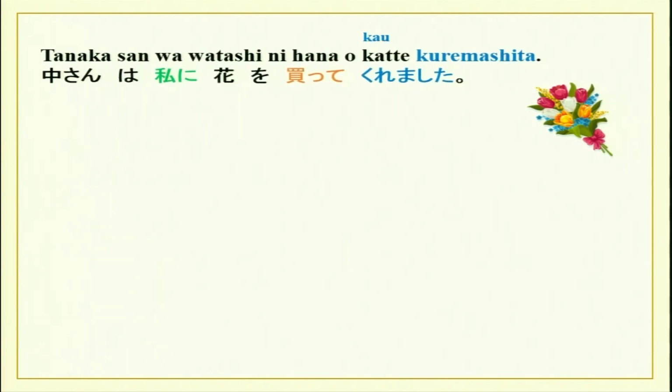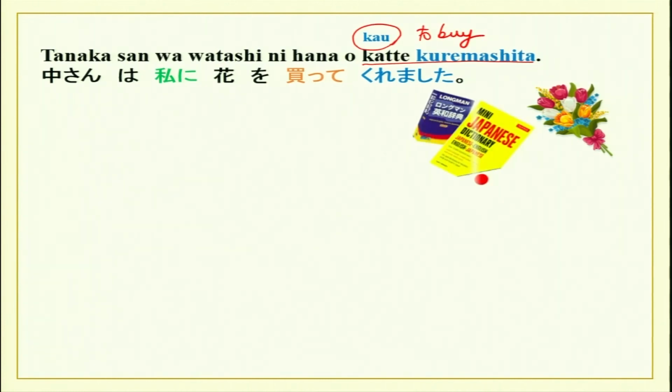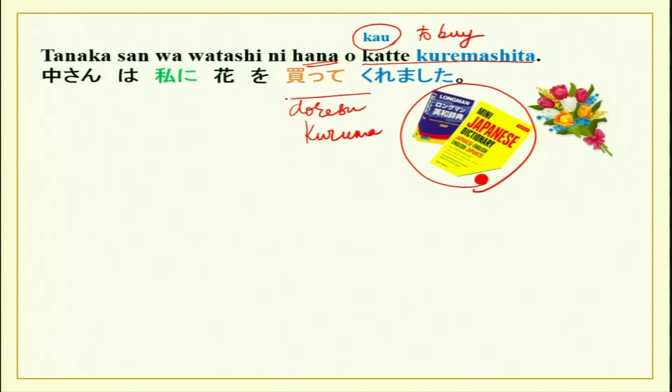Tanaka-san wa watashi ni hana o katte kuremashita, as we did in our last slide, and the verb over here is kau, which means to buy. Instead of hana, you can use dictionary or any other noun that you want to use. Tanaka-san wa watashi ni dress o katte kuremashita, or Tanaka-san wa watashi ni kuruma o katte kuremashita. Anything can come over here, any noun.